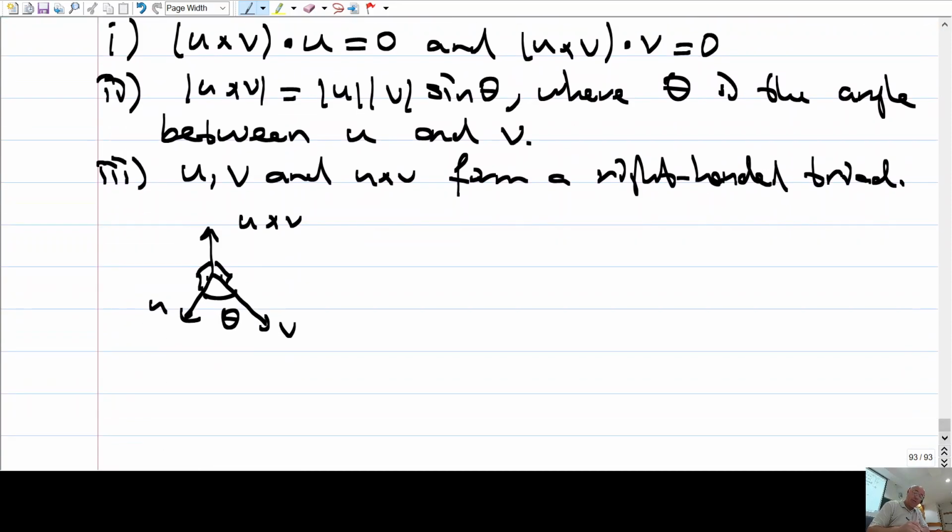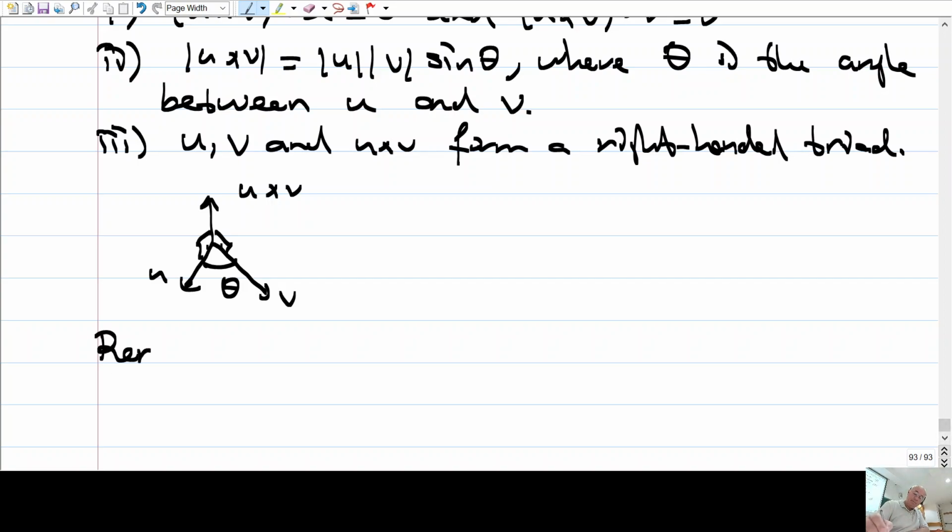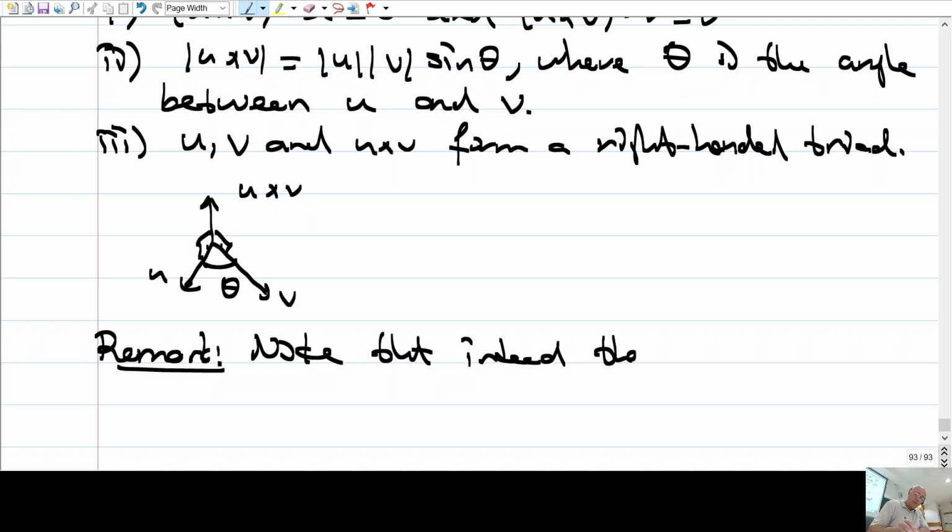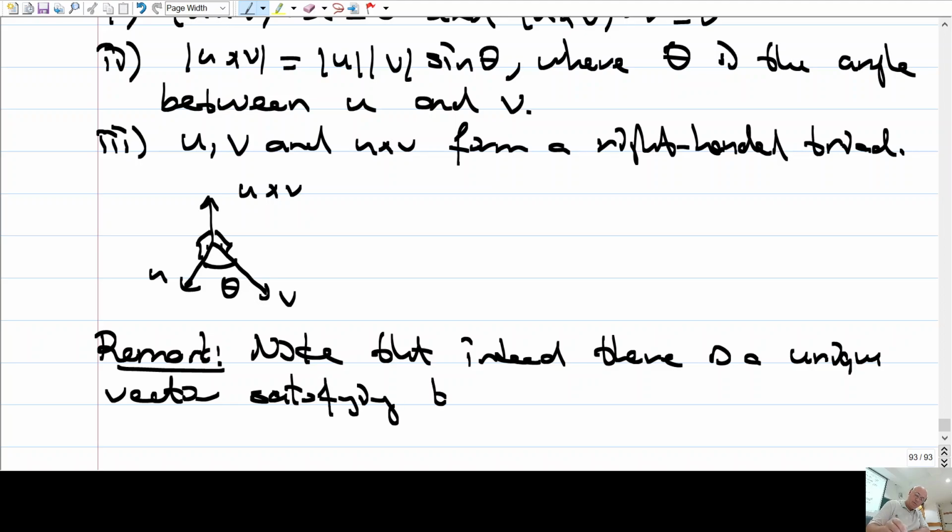Of course, that's not a surprise. Why is that? Remark, note that indeed there is a unique vector satisfying these three conditions.